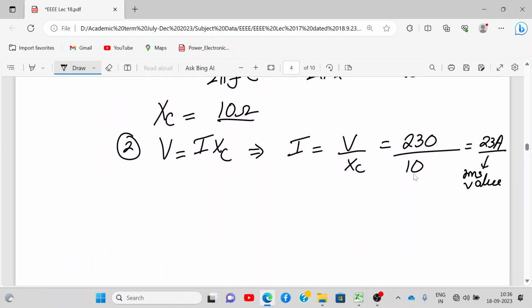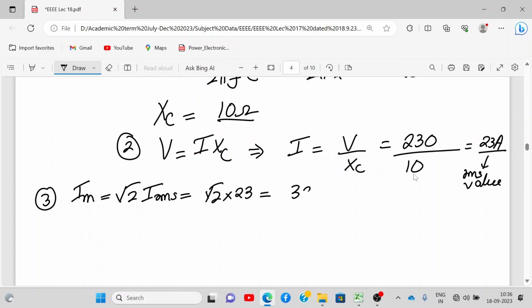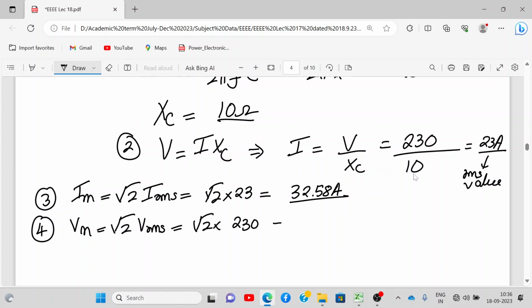Now we need to find the expressions of I and V. So we need to find Vm and Im. So Im is root 2 times IRMS. IRMS is 23. So root 2 into 23, that will be 32.58 amperes. Please check this number. Similarly, Vm will be root 2 times VRMS. That will be root 2 times 230. That will be 325.